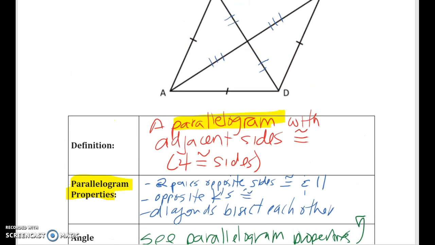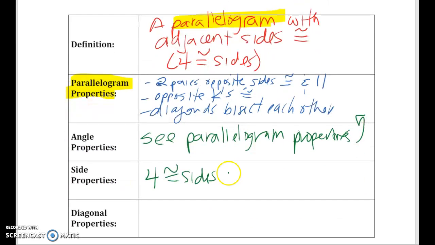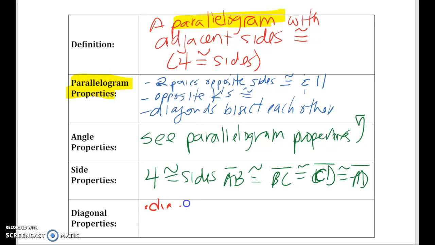Side properties, 4 congruent sides. So we know that AB is congruent to BC, is congruent to CD, is congruent to AD. Diagonals, this one has 2 important diagonal properties. Diagonals are perpendicular, and diagonals bisect the opposite angles.